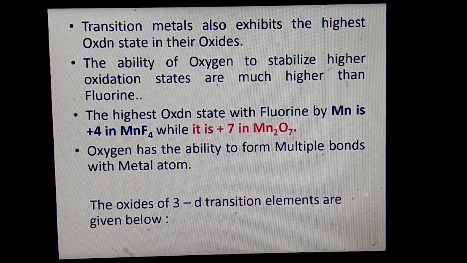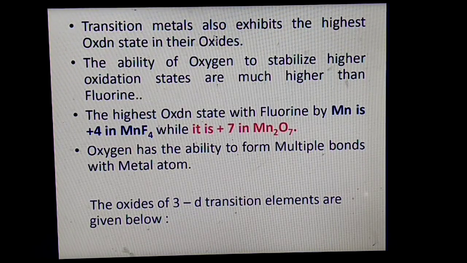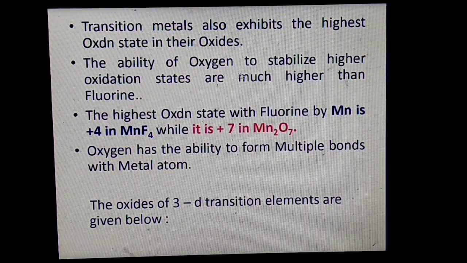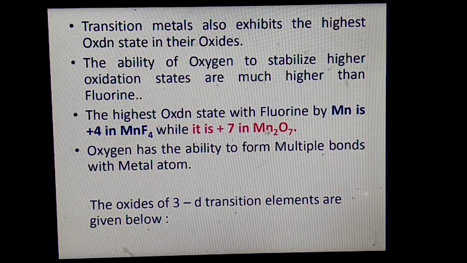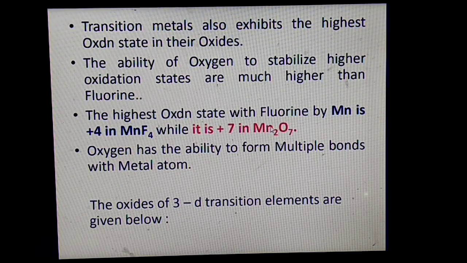Transition metals also exhibit the highest oxidation state in their oxides. The ability of oxygen to stabilize higher oxidation states is much higher than fluorine. The highest oxidation state with fluorine by manganese is +4 in MnF4, while it is +7 in Mn2O7. In this, oxygen has oxidation state -2, so 7 oxygens give -14 and 2 manganese give +14. So 1 manganese is +7. So what is the oxidation state of manganese in the compound Mn2O7?